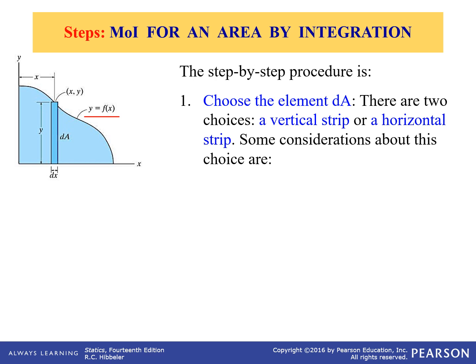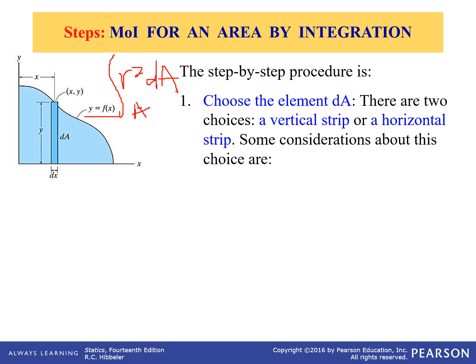So again, based on the equation here, r squared times dA, r is the perpendicular distance from the differential area, and dA is the differential area dA.